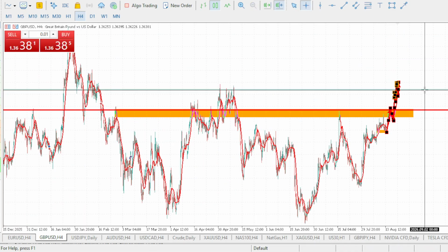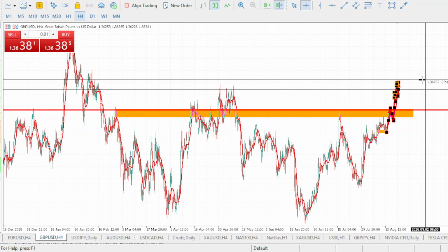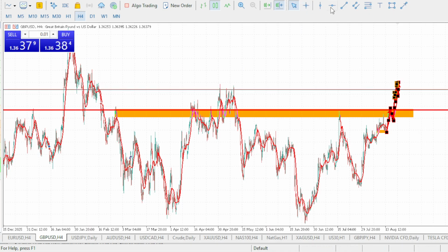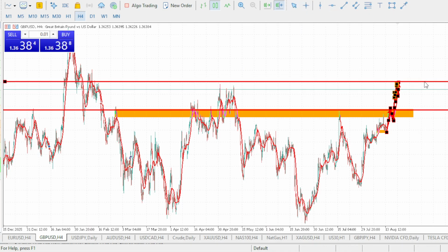If we can target 30 pips for the day, that would not be bad. So that means we should be targeting about 1.36692. So we should be targeting 1.36692 for the day on our GBPUSD. That will be giving us nothing less than 30 to 35 pips, whatever. So we have to look to go for the buy for the day on GBPUSD.